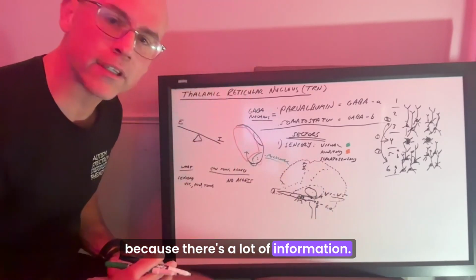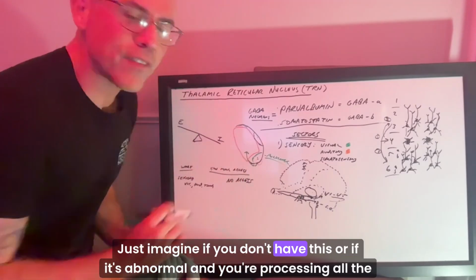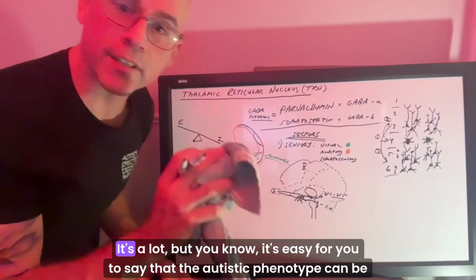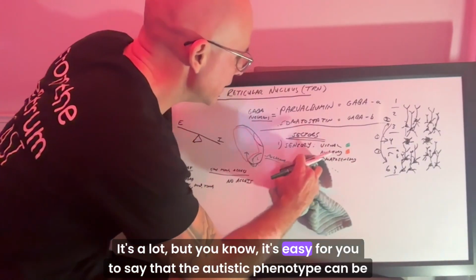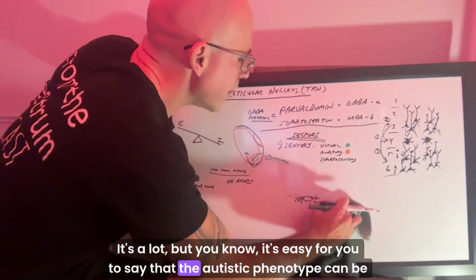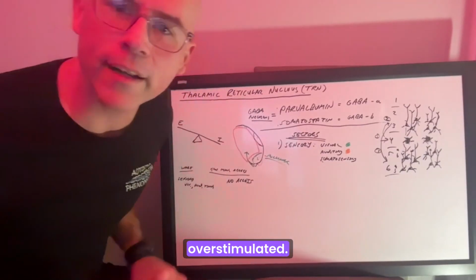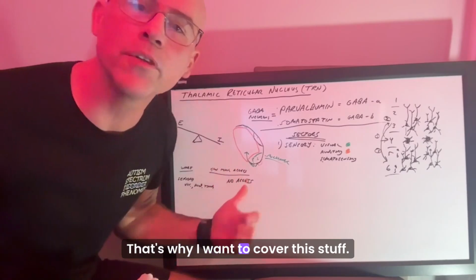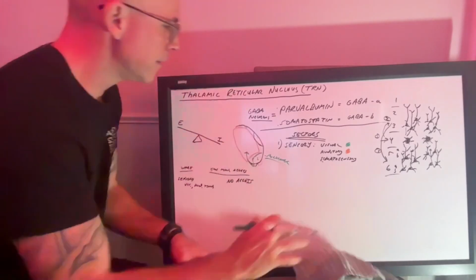Because there's a lot of information. Just imagine if you don't have this, or if it's abnormal and you're processing all the sensory information. It's a lot, but it's easy for you to say that the autistic phenotype can be overstimulated. You can understand that easily. This is what's going on. That's why I want to cover this stuff. That and I love it.